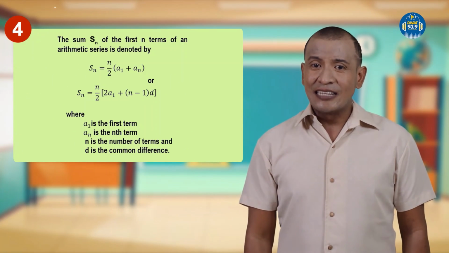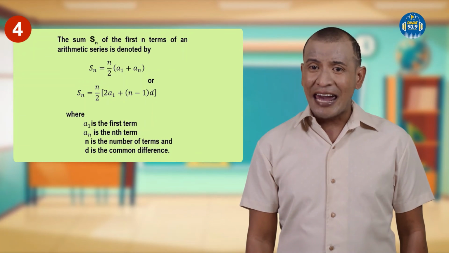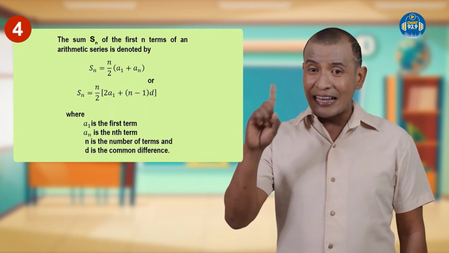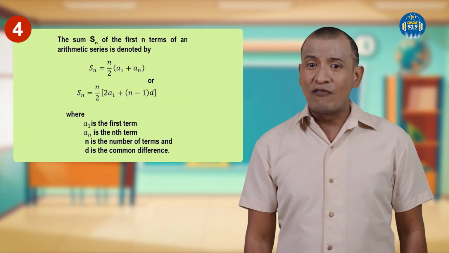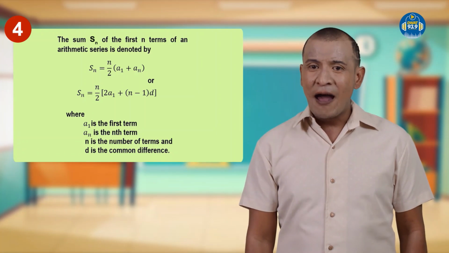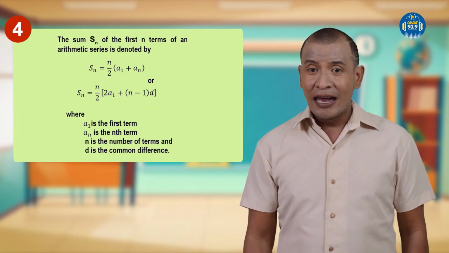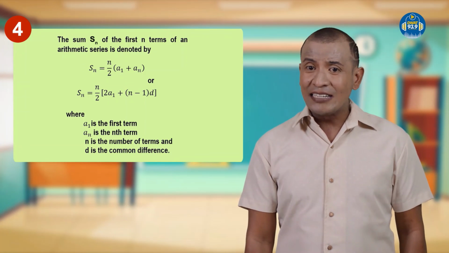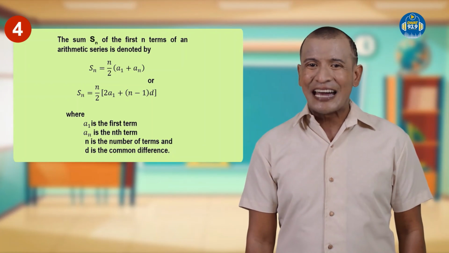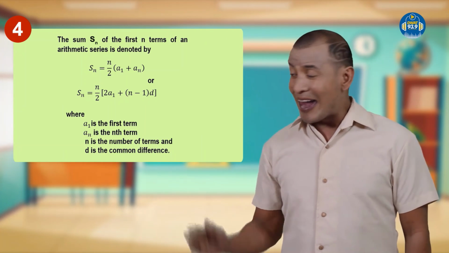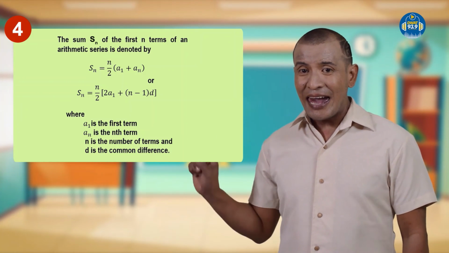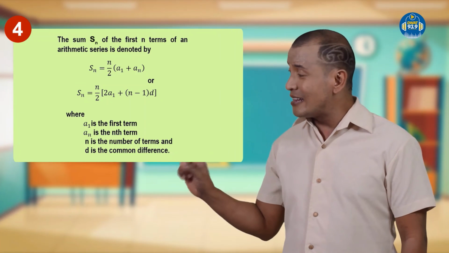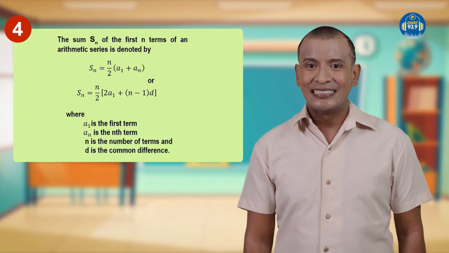Fourth, the sum S of n of the first n terms of an arithmetic series is denoted by S of n equals n over 2 times a sub 1 plus a sub n, or S of n equals n over 2 times 2 a sub 1 plus n minus 1 times d, where a sub 1 is the first term, a sub n is the nth term, n is the number of terms, and d is the common difference.